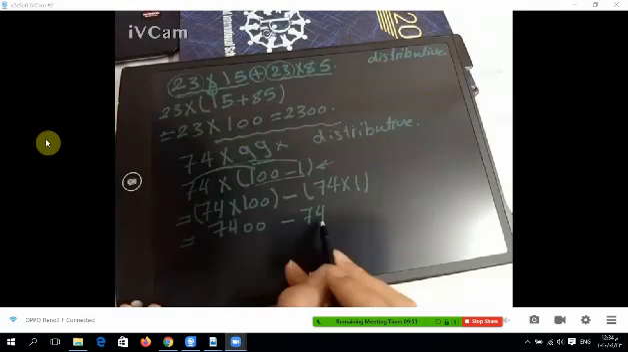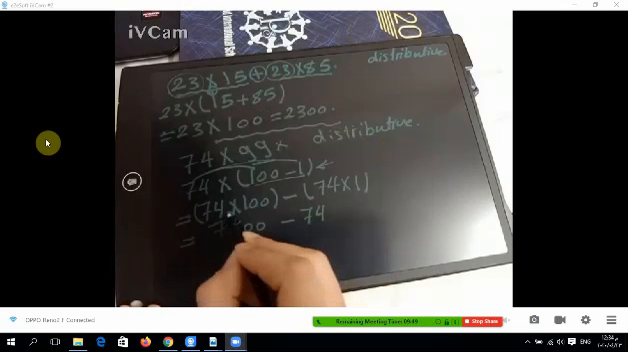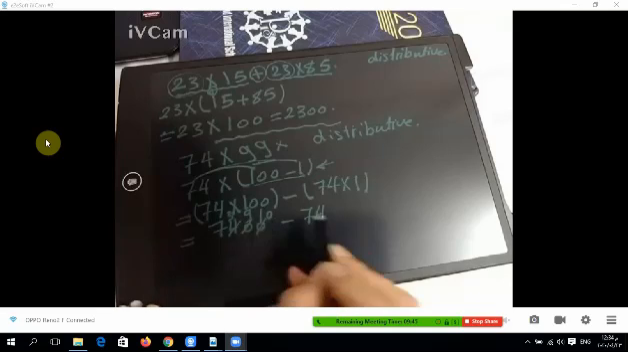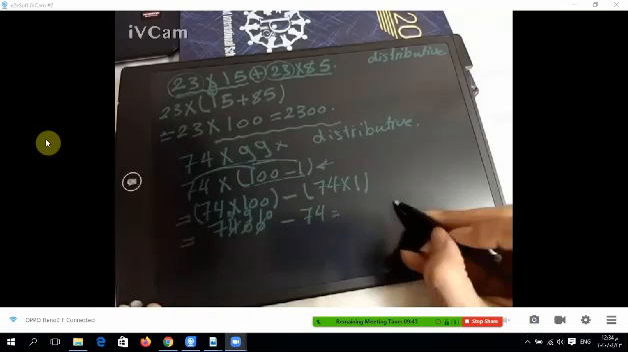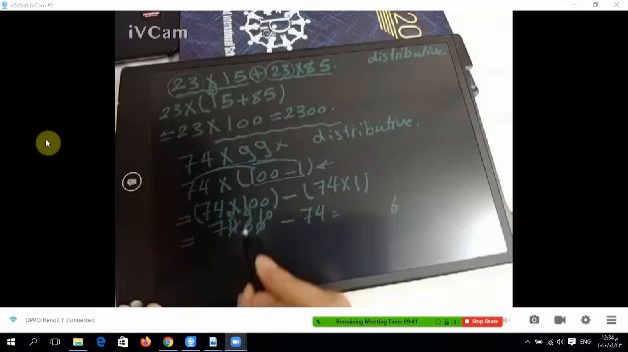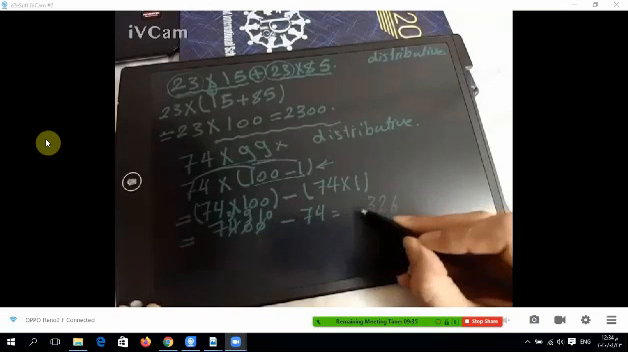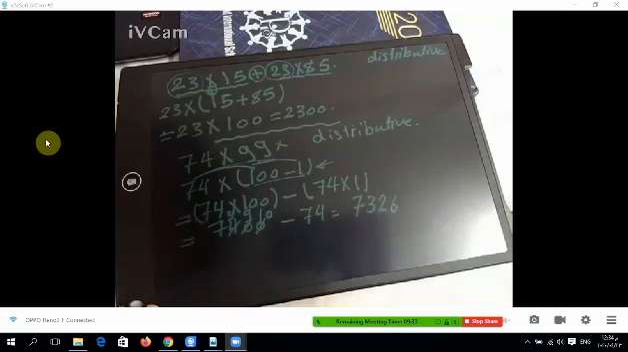Okay, so I will use my mind. 0 minus 4 I can't, so I borrow from the 4, it will be 3, and this 9, and this is 10. So 10 minus 4 equals 6. 9 minus 7 equals 2. And 3 minus nothing is 3. 7 minus nothing is 7. So it's 7,326.